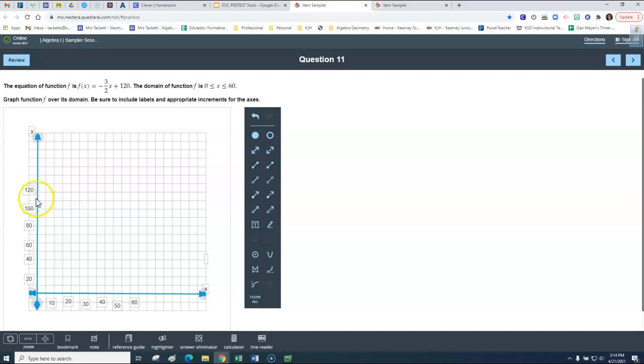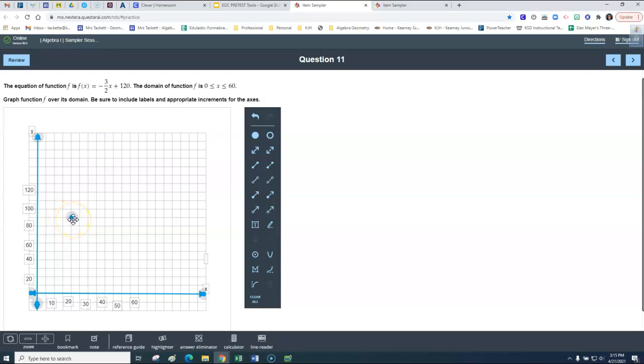So 120, 10, 20, 30, okay, and then over to the right 20. Remember, this is 10, 15, 20. So this is where you want to put your mark. So I'm going to put this right here. So again, 10, 20, 30, and then 10, 20. So this is where it belongs.